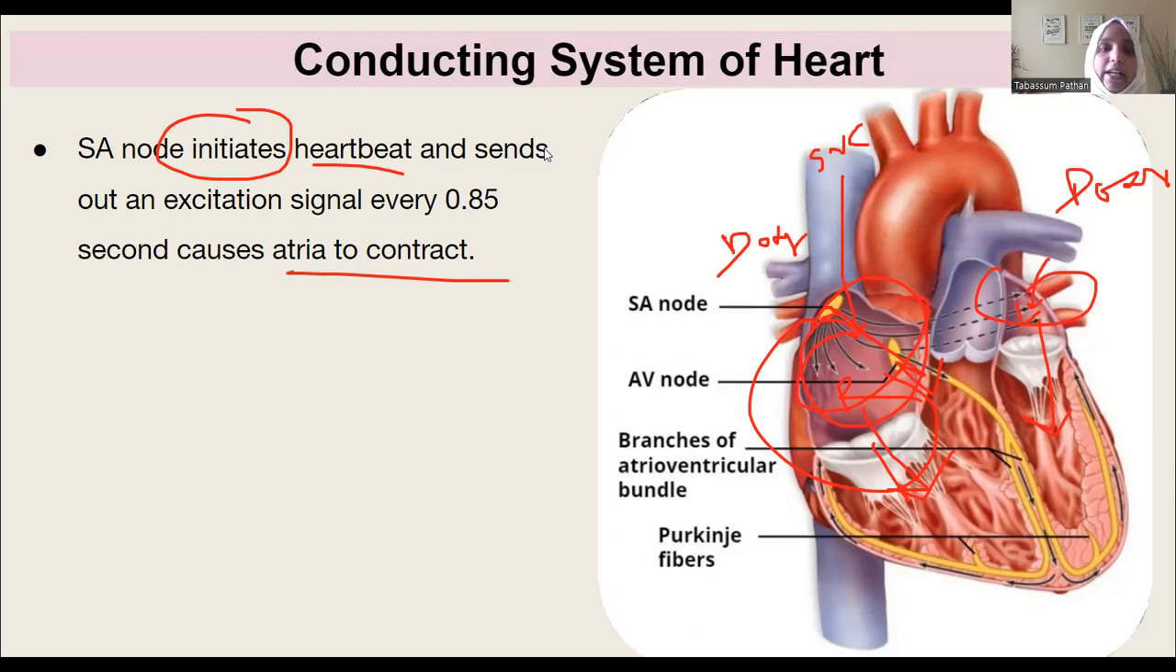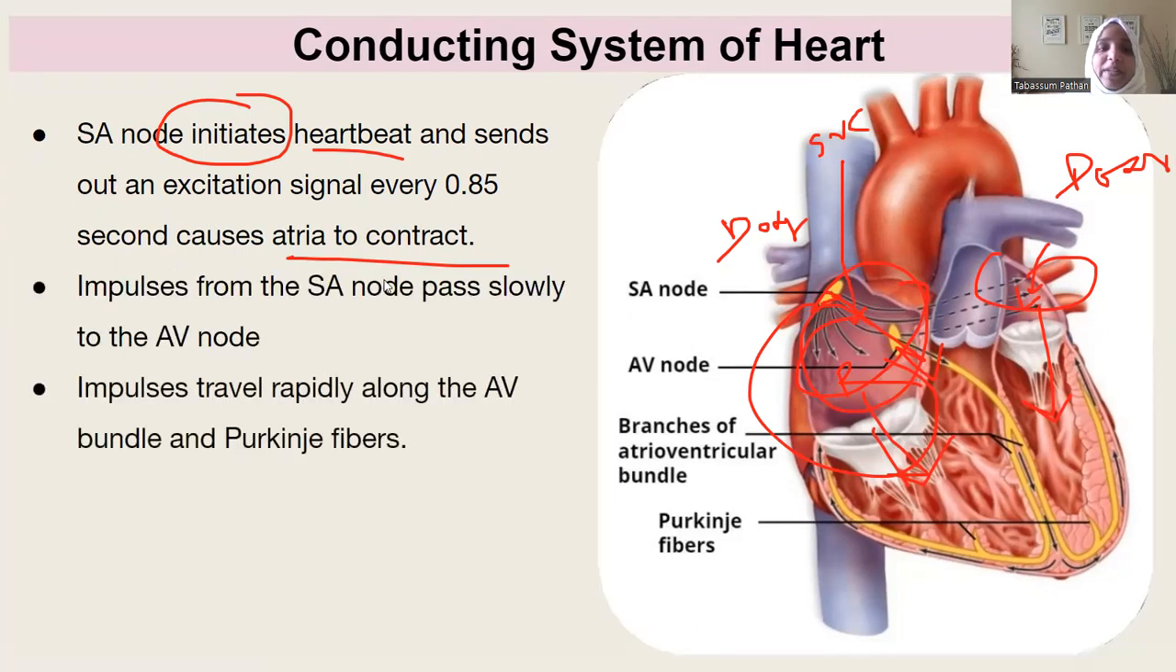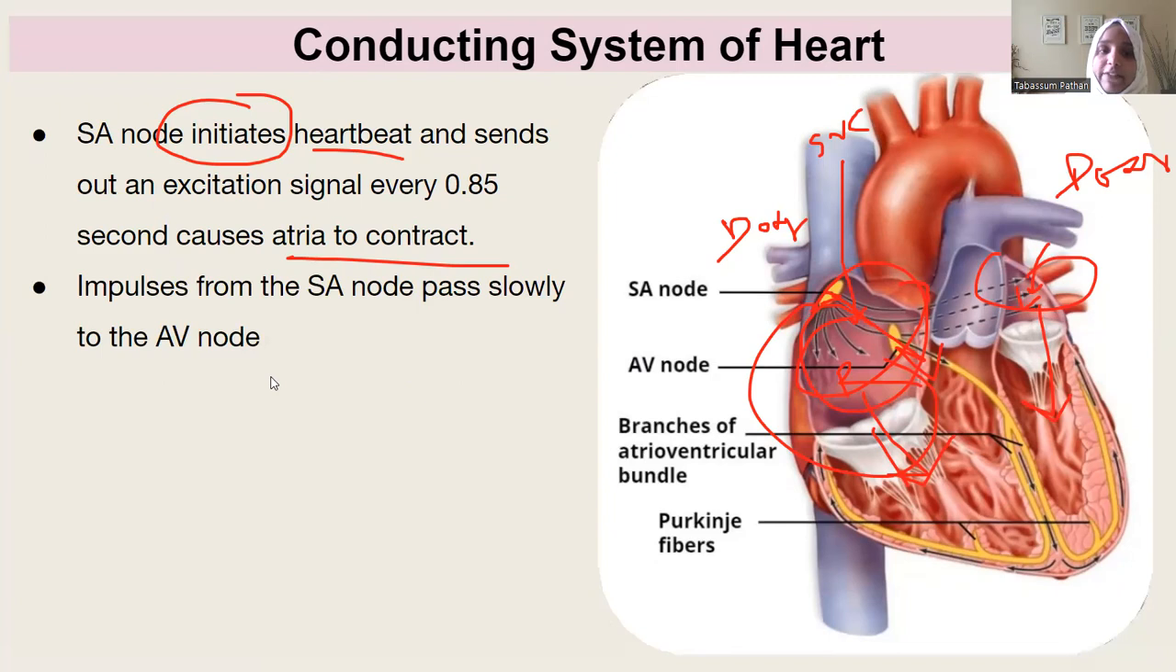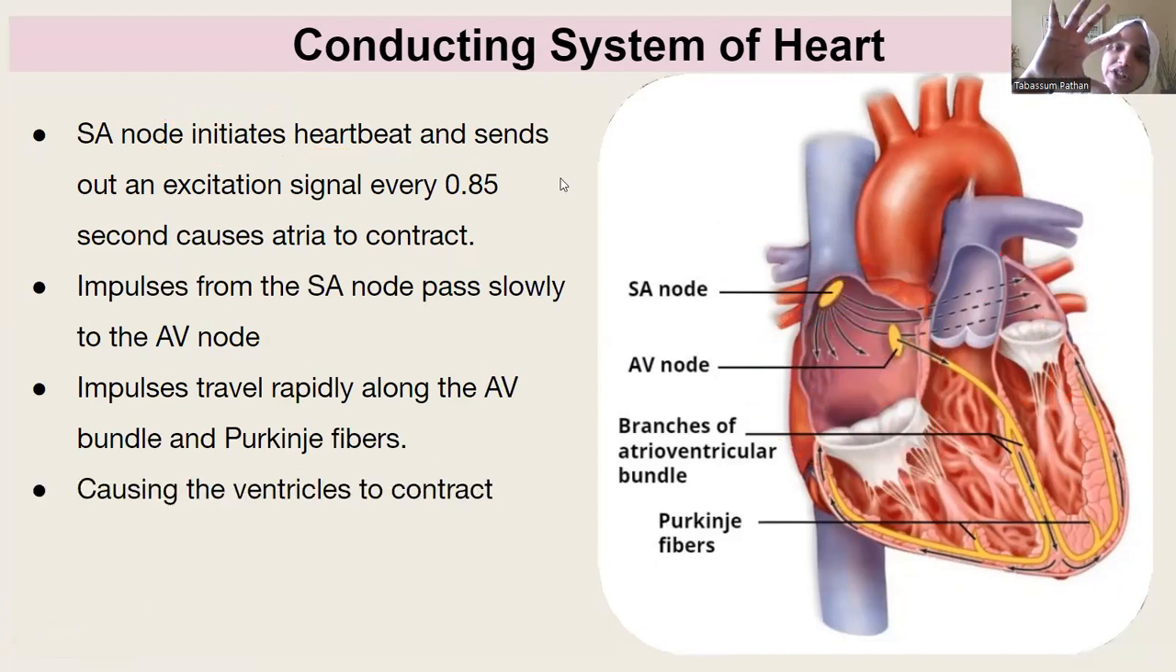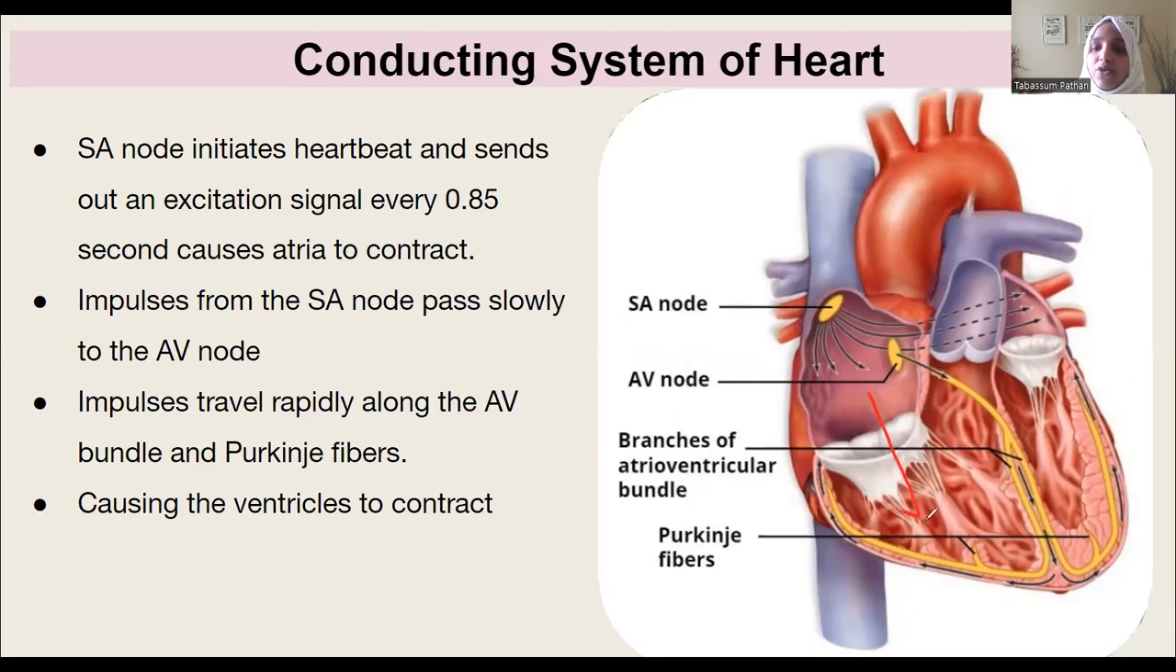Okay, like that. So the impulse from the SA node passes slowly to the AV node, and then the impulse will travel rapidly along the AV bundle and Purkinje fibers. Okay, so this is how the travel of the impulse or the signal will take place. After the contraction of the auricles, now who will contract? Ventricles will contract, because now the blood has traveled from the auricles to the ventricles. Now the ventricles are full, so the ventricles will contract.